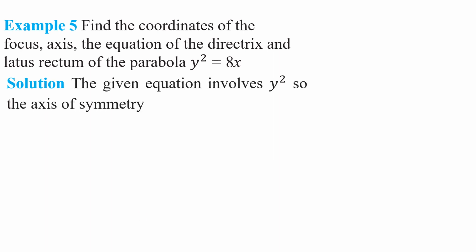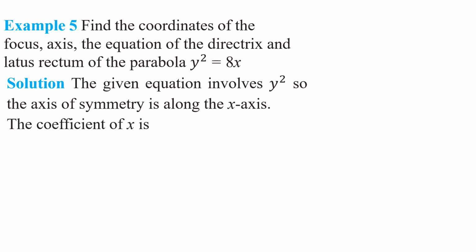The given equation involves y square. So the axis of symmetry is along the x-axis. So, my children, if you observe the equation of this parabola, it has a y square term. So the axis of the parabola, or axis of symmetry, is along the x-axis. Understood this point, my children? So we have found this point, the axis of symmetry of the parabola. Okay, my children? Right.